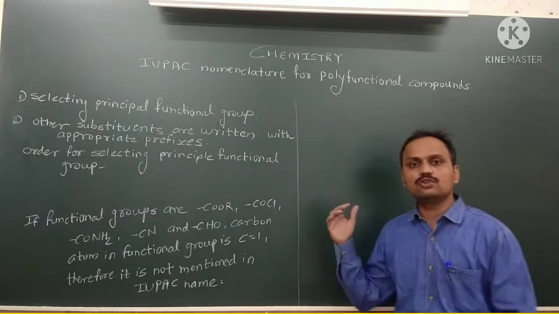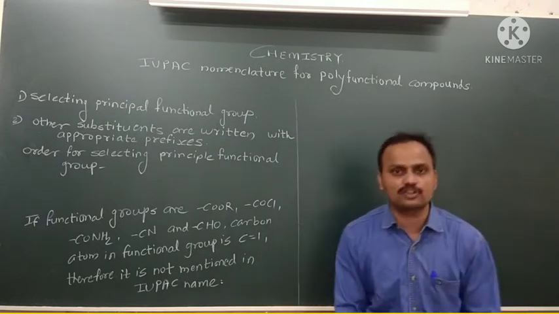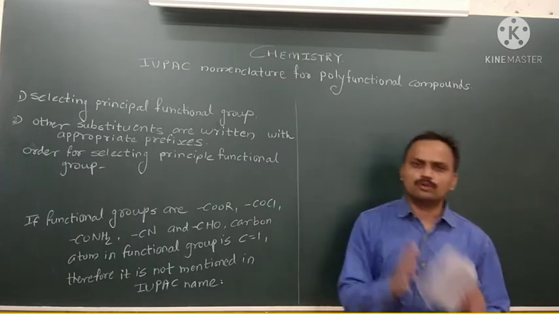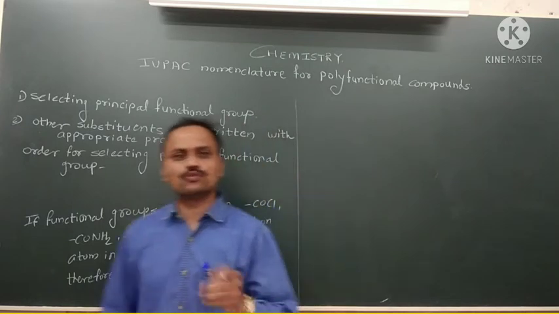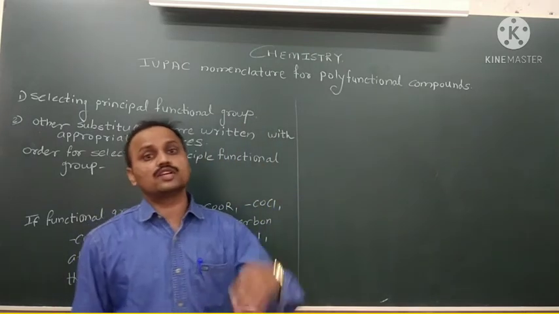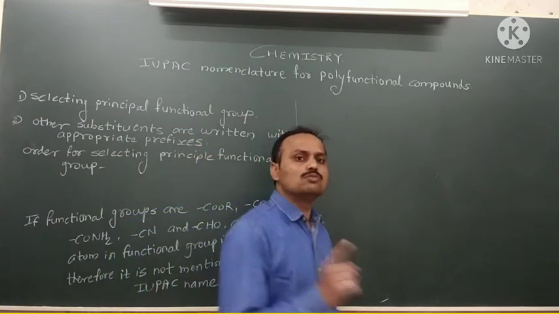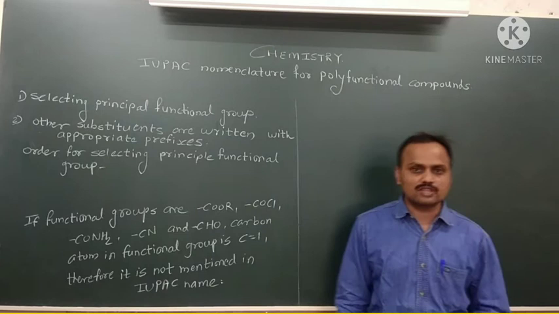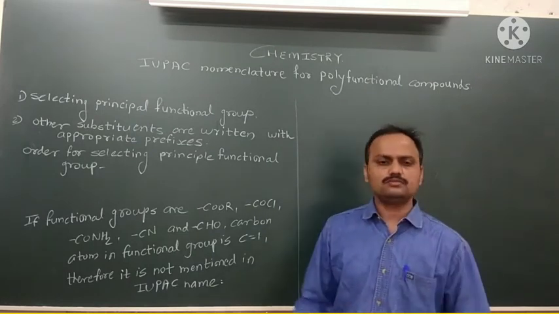In the previous video we studied IUPAC nomenclature for monofunctional compounds. Compounds in which only one functional group is present are called monofunctional compounds. Compounds in which more than one functional group is present are called polyfunctional compounds.